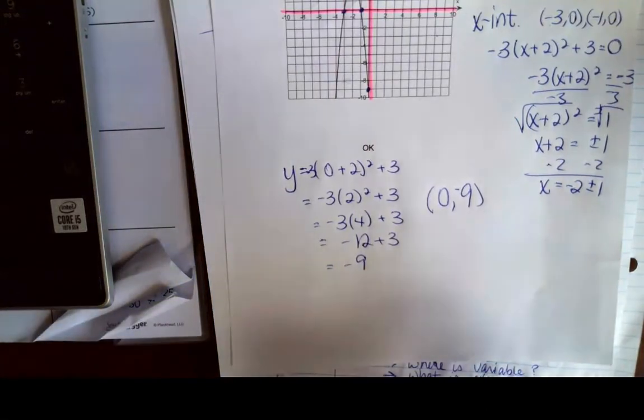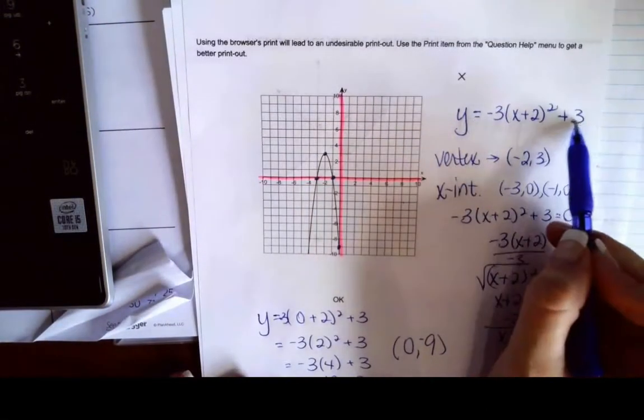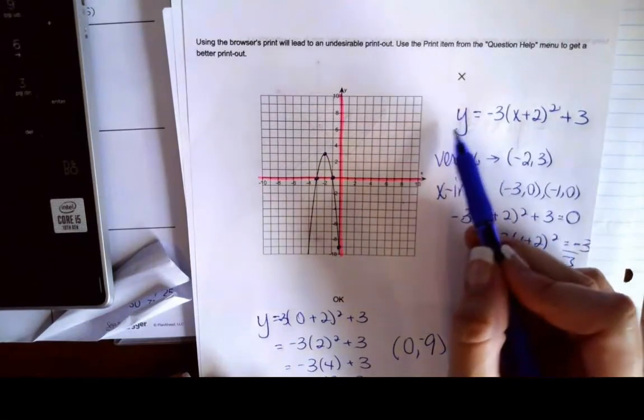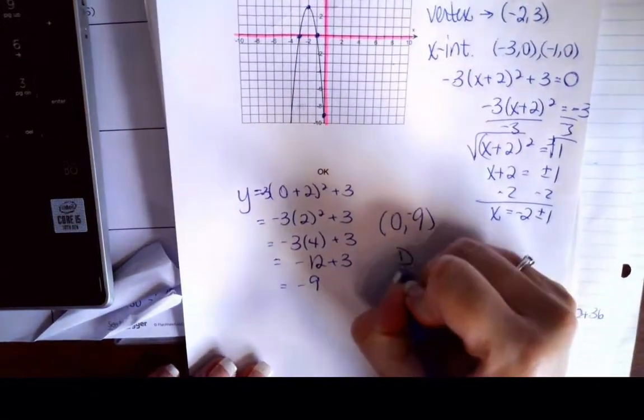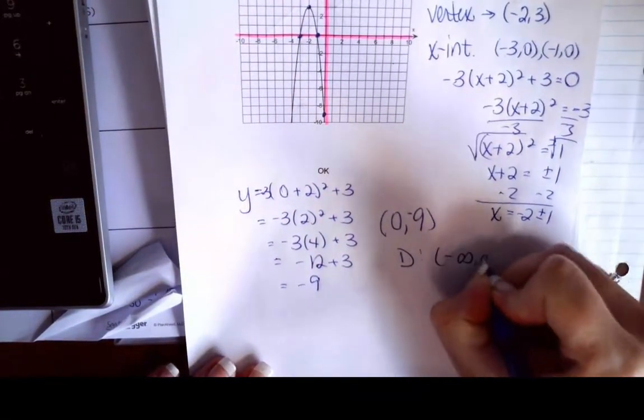All right, so now we've got domain and range. Look back up here. Do you see any variables in denominators? Do you see any variables under even roots? No. What is your domain? Your domain is going to be all real numbers.